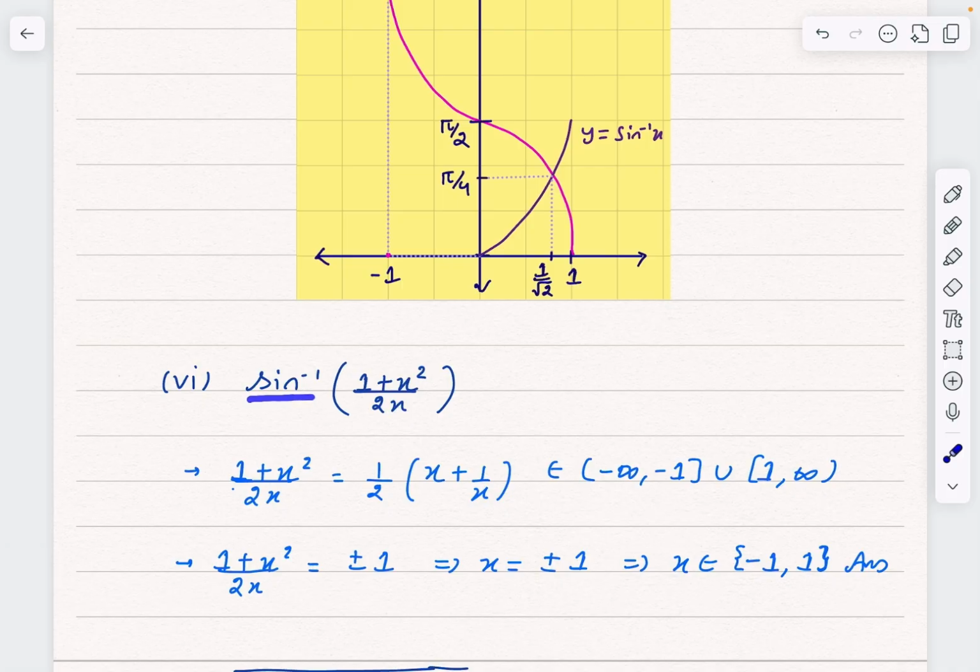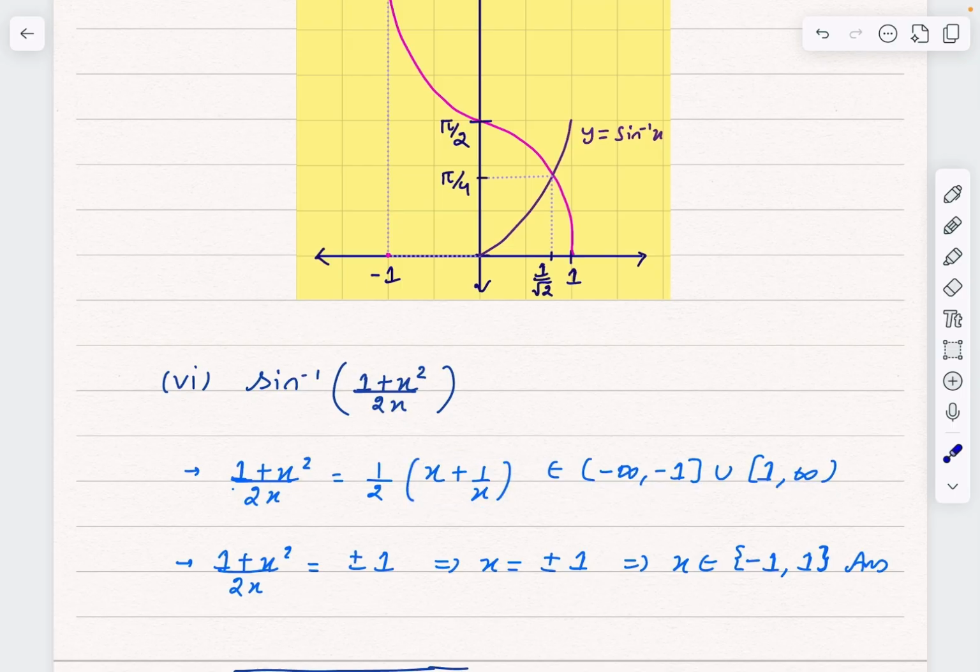Sine inverse of (1 plus x square) by 2x. Here you see the range of this thing. This we can write as 1 by 2x plus x by 2... using AM-GM, we can say the range of this thing will be minus infinity to minus 1 union 1 to infinity.